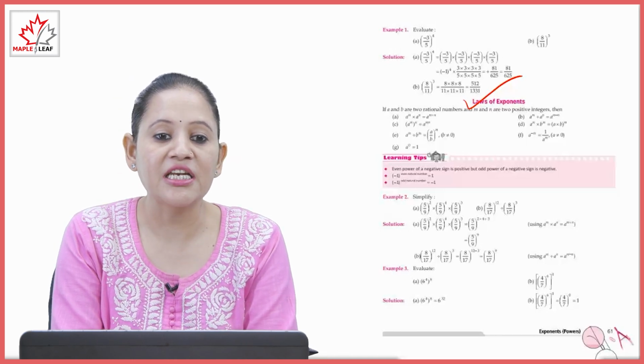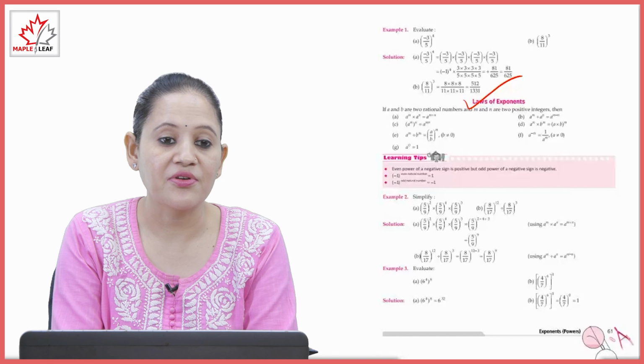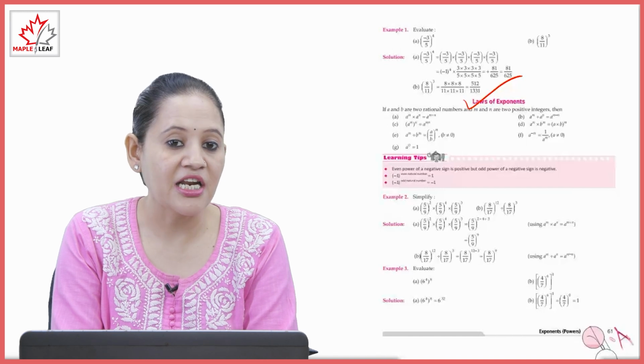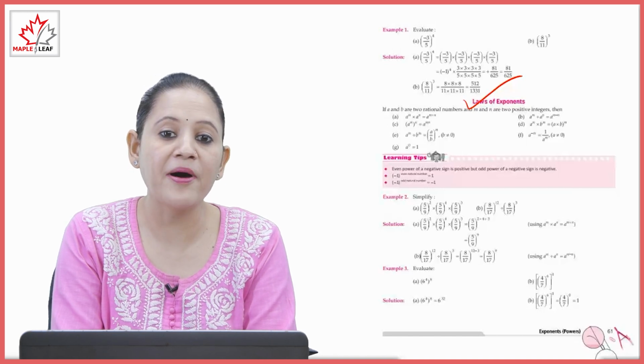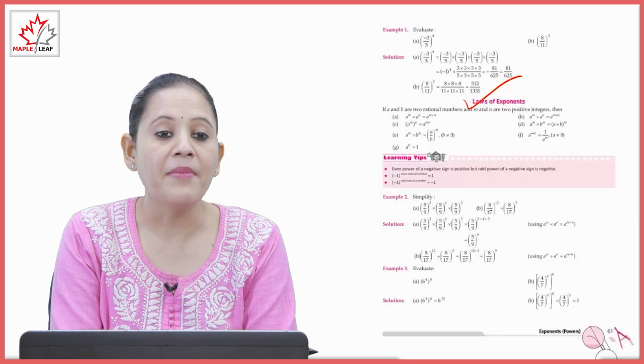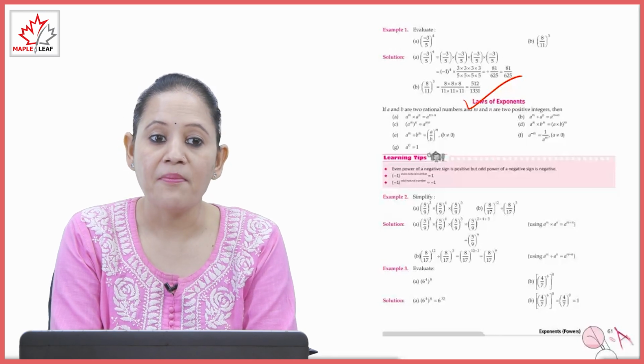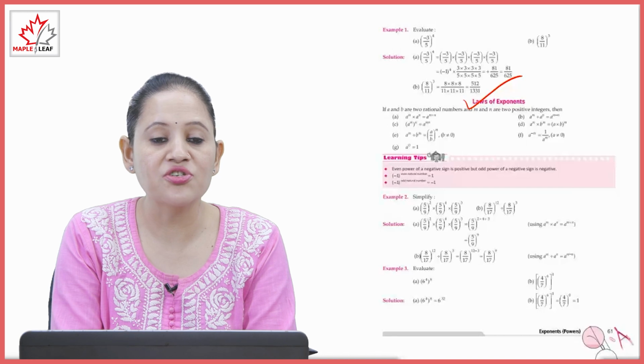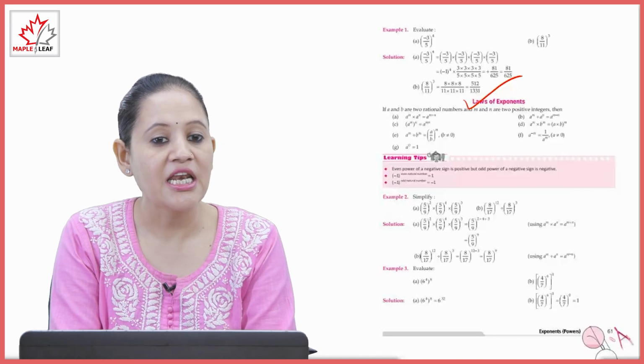Even power of a negative sign is positive. If the power is even and there is a negative sign, the result will be positive, and odd power of a negative sign is negative. Minus 1 to an even natural number is equal to 1. Minus 1, if its power is an odd natural number, that value will be negative 1.